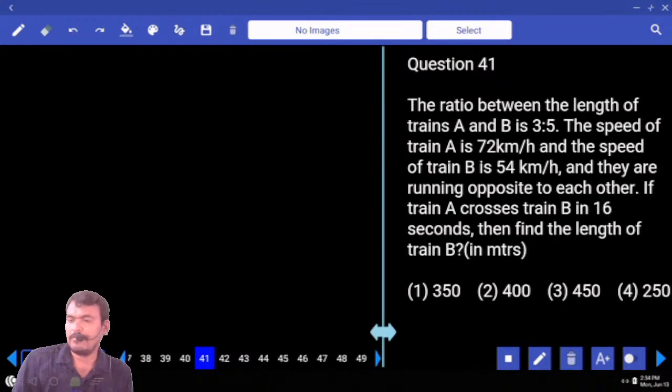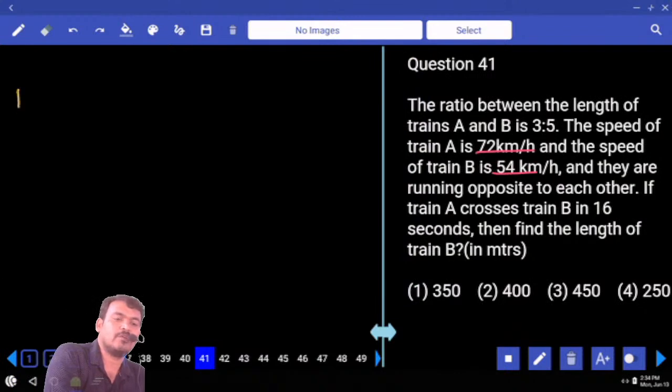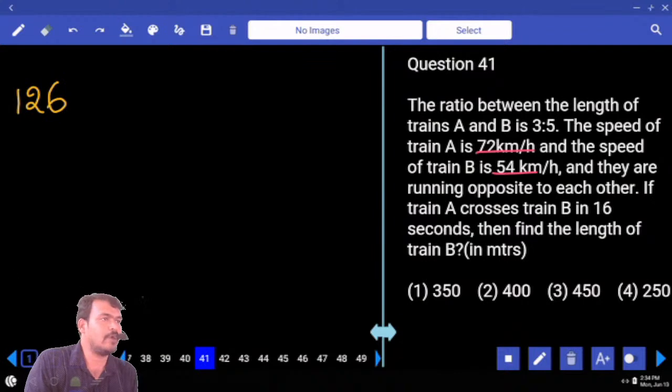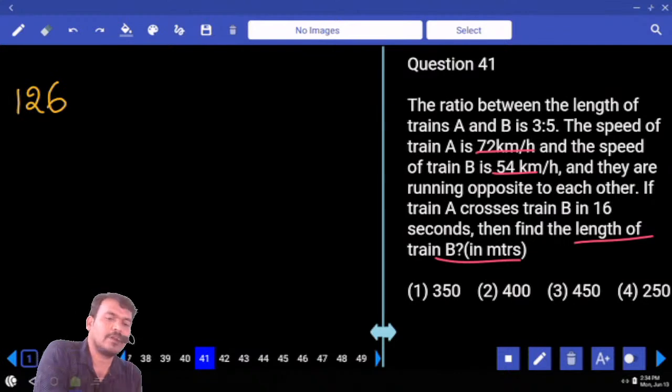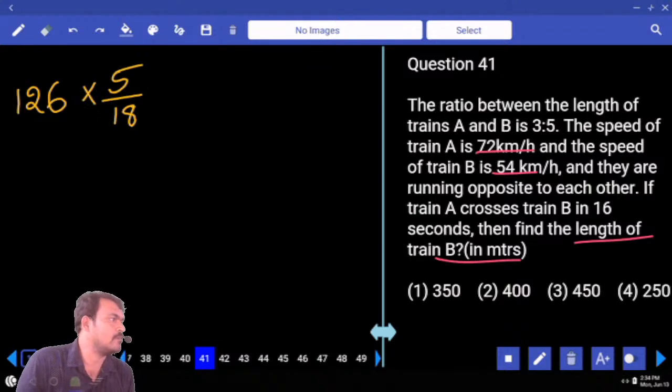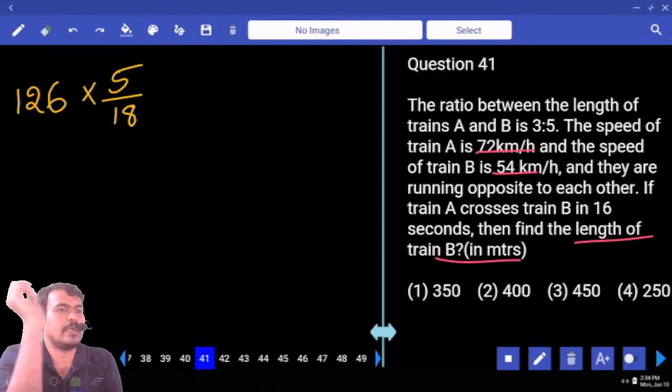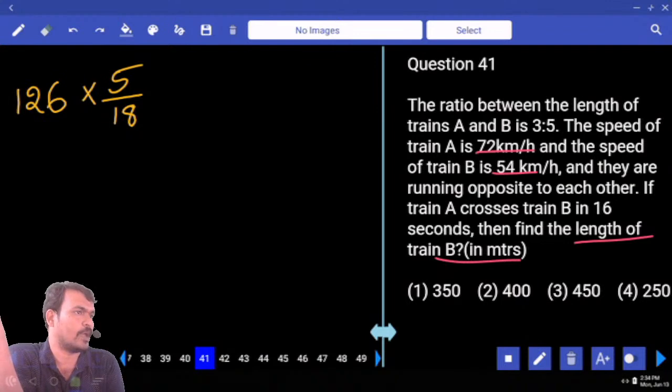First of all, both trains are moving in which direction? Opposite direction. Opposite direction means relative speed is the sum of the speeds. What is the sum of the speeds? 126. Distance we require in meters or kilometers? Find the length of train B in meters. But 126 is in kilometer per hour, so it is converted to meter per second, multiplied by 5 by 18. 126 into 5 by 18, the kilometer per hour value converted to meter per second.